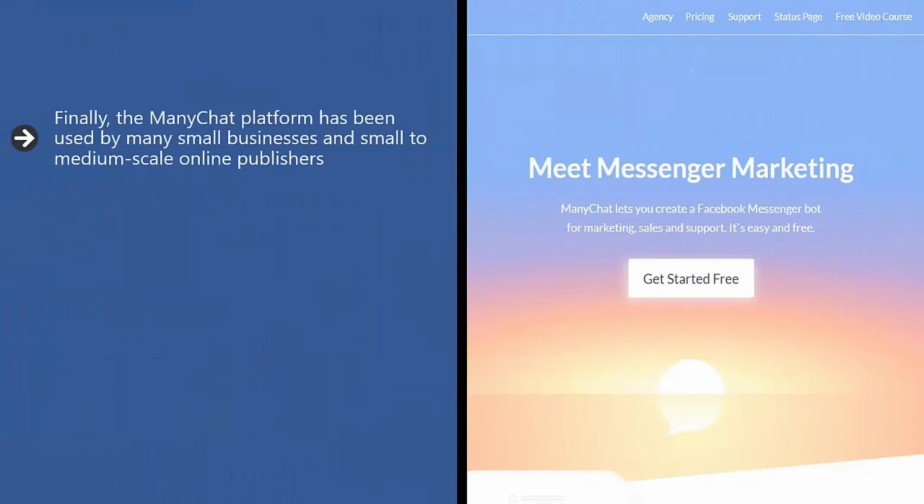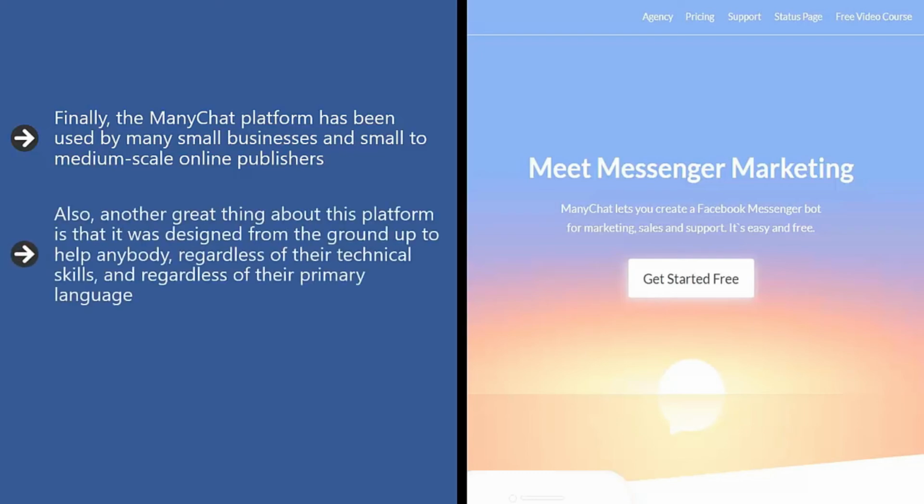Finally, the ManyChat platform has been used by many small businesses and small to medium-scale online publishers. This means that their platform is tried and proven in terms of its ability to produce bots that deliver the results their client base needs. Also, another great thing about this platform is that it was designed from the ground up to help anybody, regardless of their technical skills and regardless of their primary language. Building Facebook Messenger chatbots using ManyChat is quick and easy. It even has templates you could use.